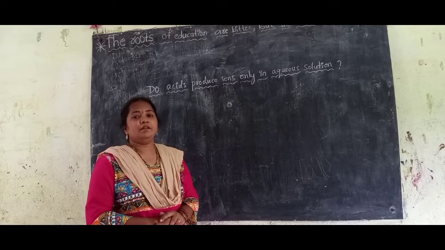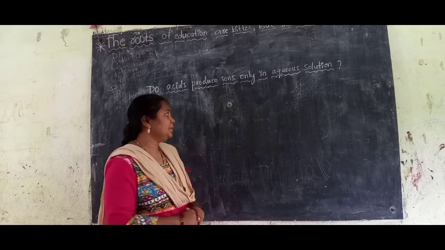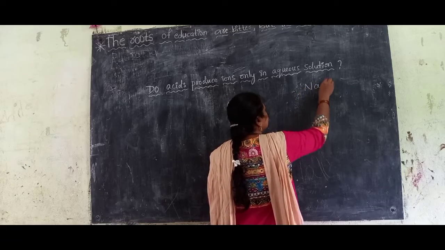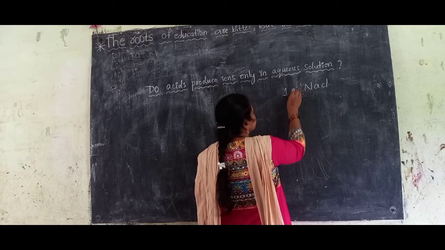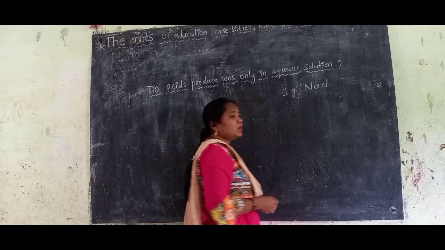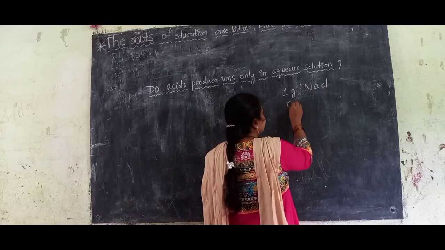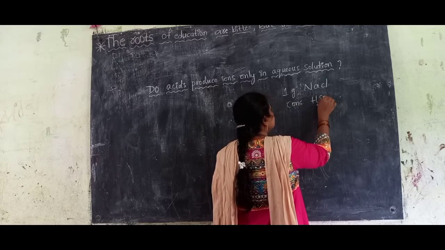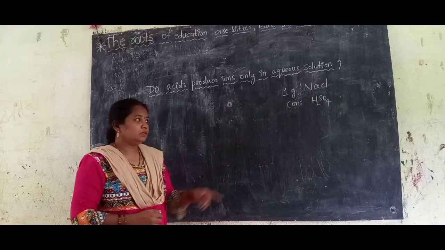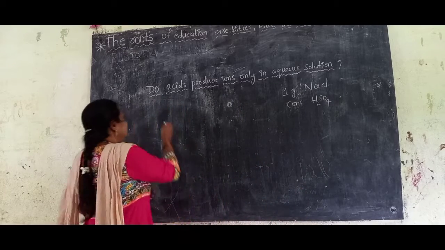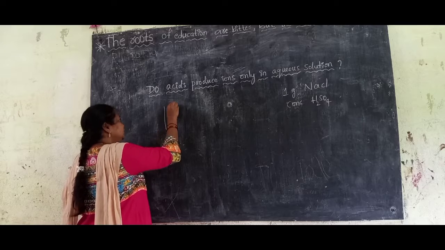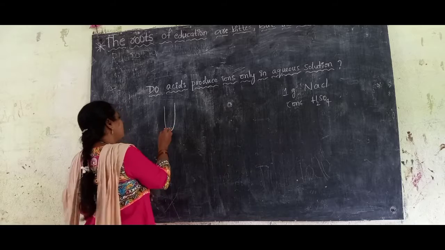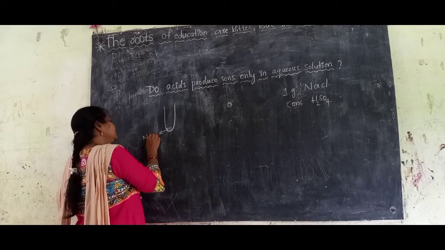To test this, we need some chemicals: about 1 gram of sodium chloride, that is the stable salt NaCl, and also a few drops of concentrated sulfuric acid, that is H2SO4. First of all, you take a test tube and place about 1 gram of sodium chloride in the test tube.